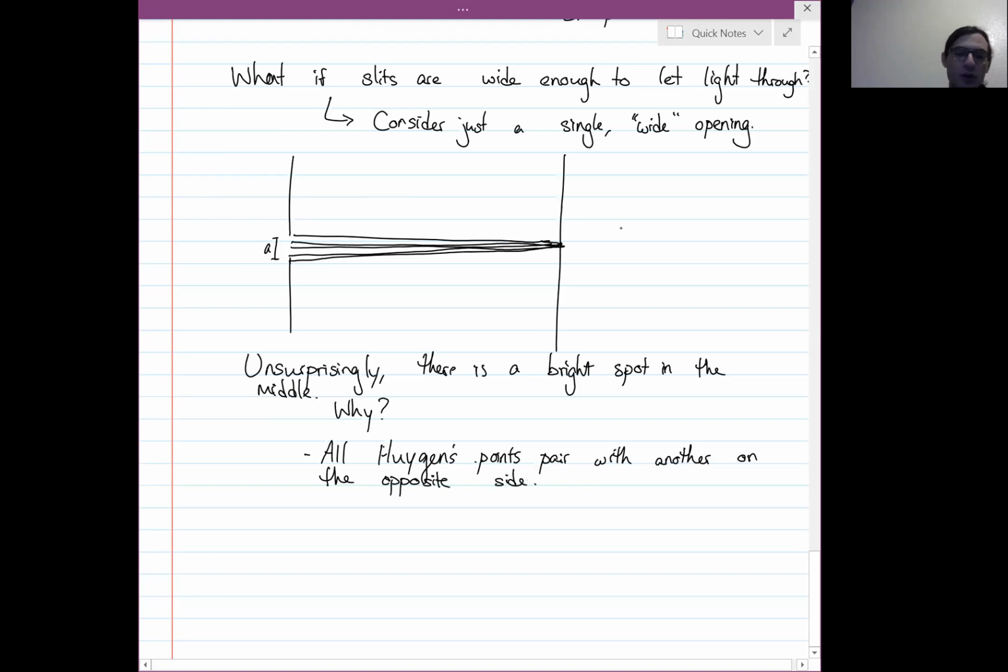So remember, Huygens principle, let's zoom in on this a little bit, would say that every single infinitesimal point behaves like a point source. So we might pair this point with that point, this point with that point, this point with that point, and so on. And as long as we pair it with something that's equidistant from the center, they will constructively interfere.